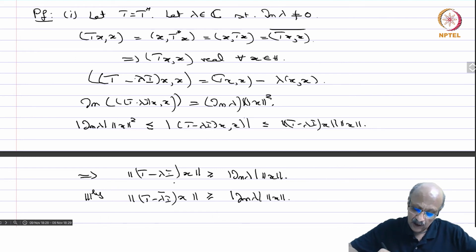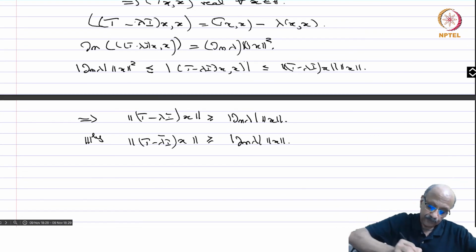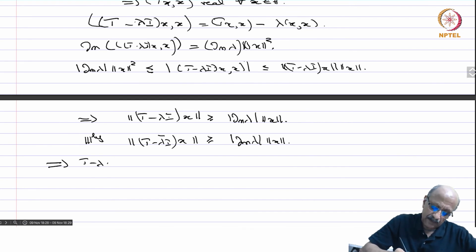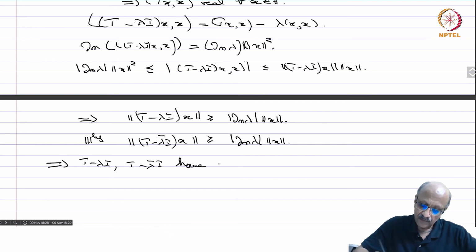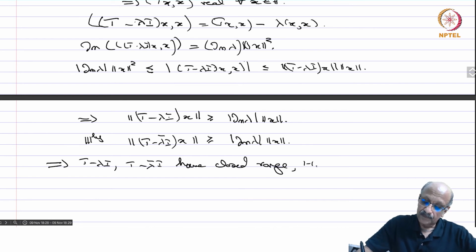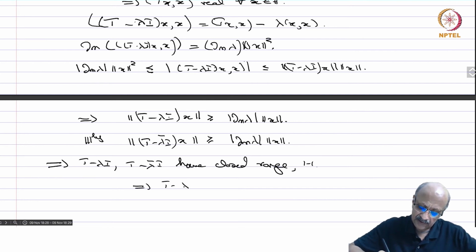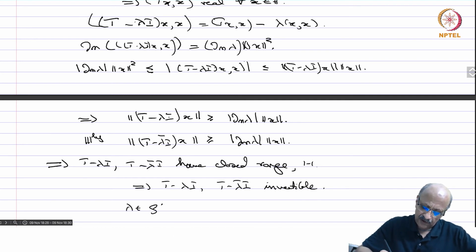Okay, so any operator which is bounded below has always closed range. So this implies that T minus lambda I and T minus lambda bar I have closed range, and are both one-one. Because of this condition, it's trivially one-one. So then we have that T minus lambda I and T minus lambda bar I are both invertible by the lemma which I just proved, and therefore lambda belongs to rho of T.